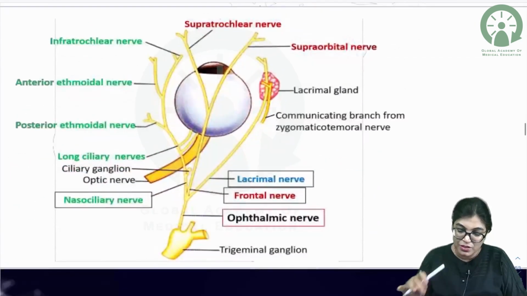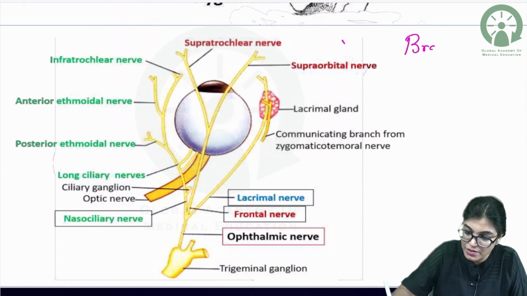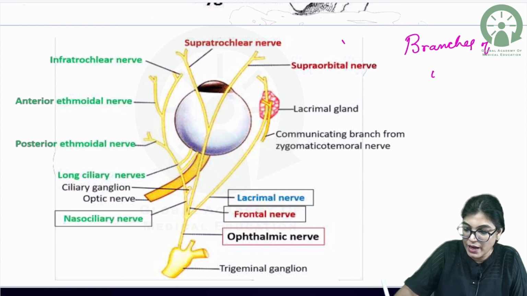Now please see the branches. In this diagram, you can see the branches of the ophthalmic nerve.